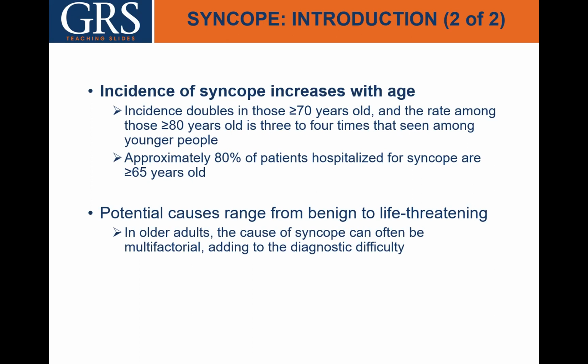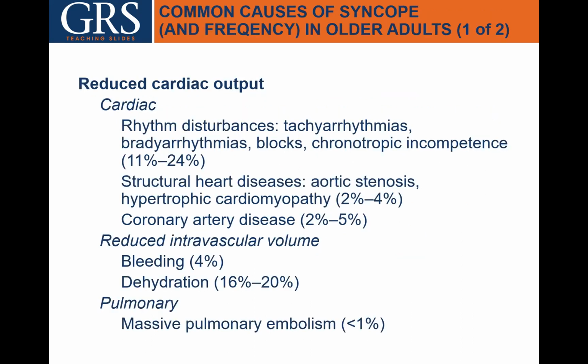The potential causes range from benign to life-threatening. In older adults, syncope is often multifactorial, and the diagnosis is extremely difficult. The first common cause of syncope is reduced cardiac output, which is a life-threatening condition. So in order to better understand it, I first want to go through the physiology.